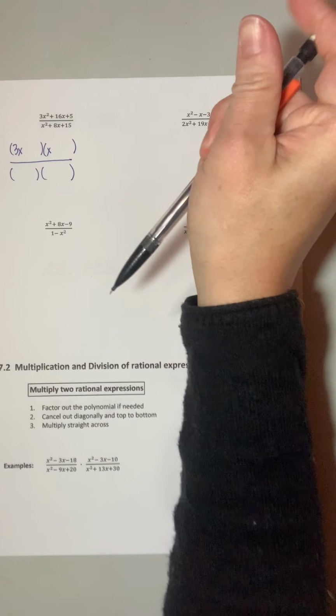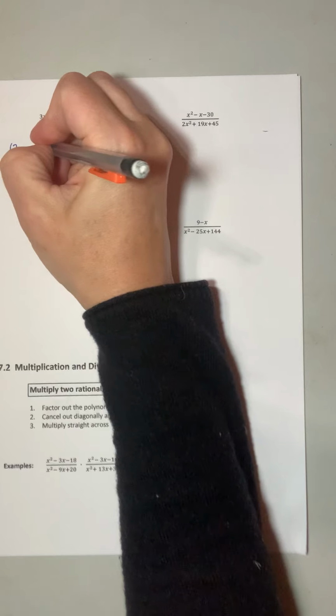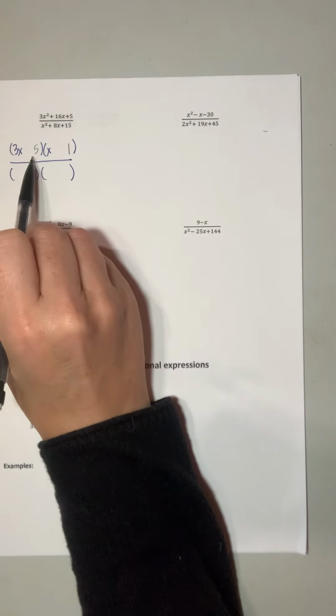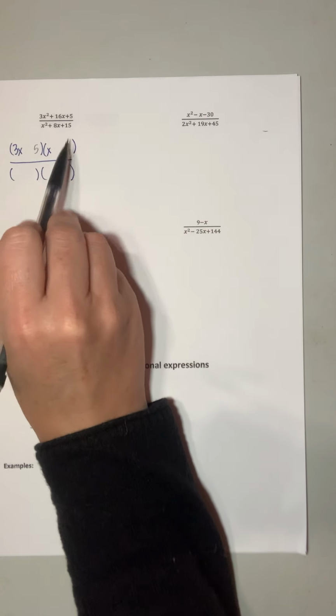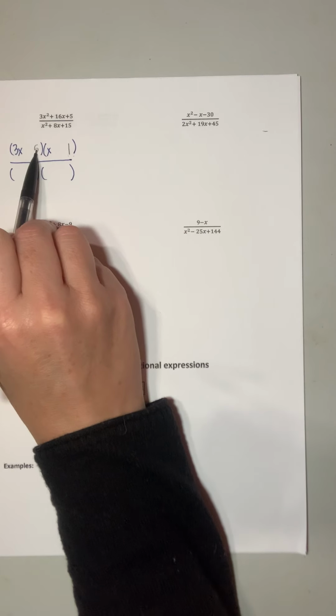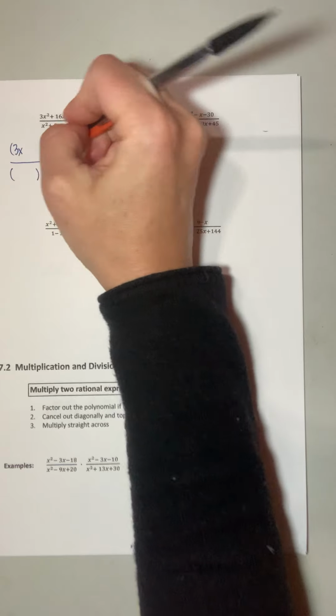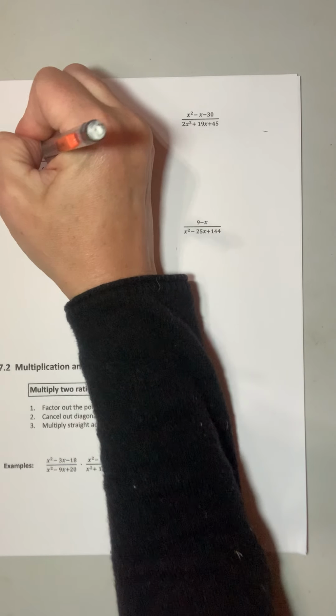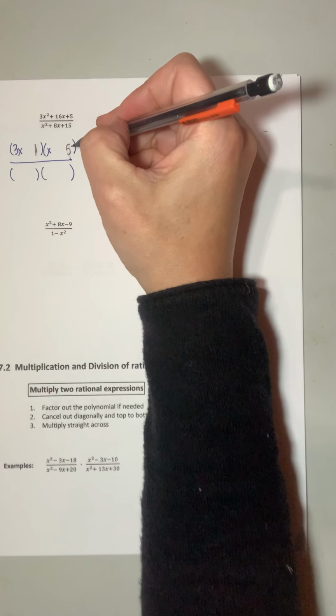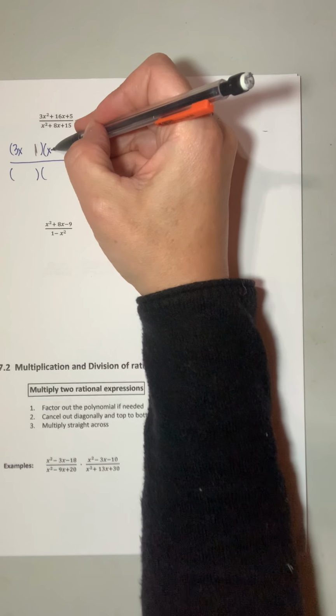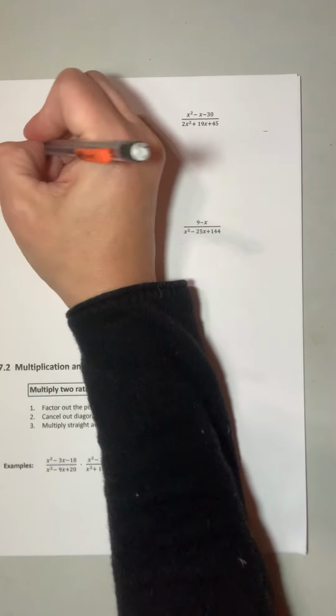So let's try 1 and 5, because 5 times 1 is 5. That's going to get me 3, that's going to get me 5, 3 plus 5 is 8. I need 16, so that doesn't work. So I want to flip these around. 3 times 5 is 15, 1 times x is 1, 15 plus 1 is 16, so that works.